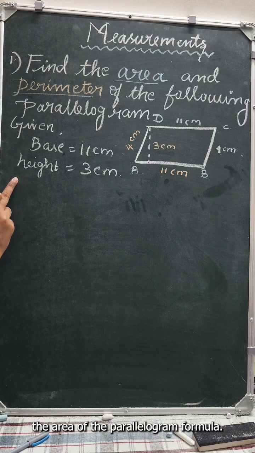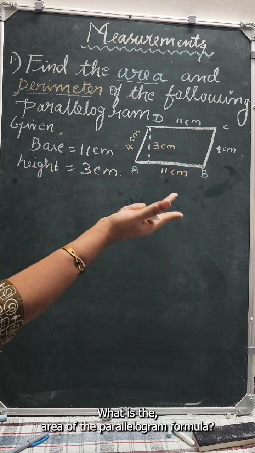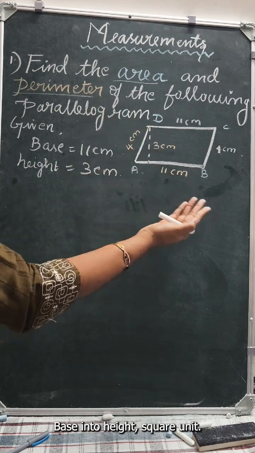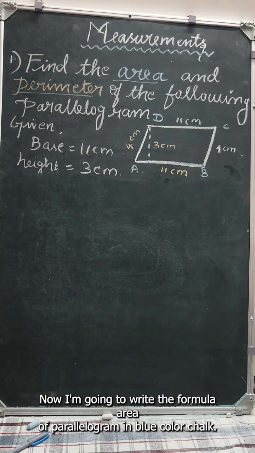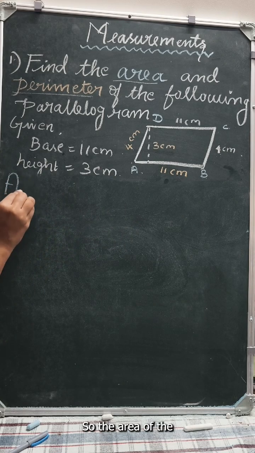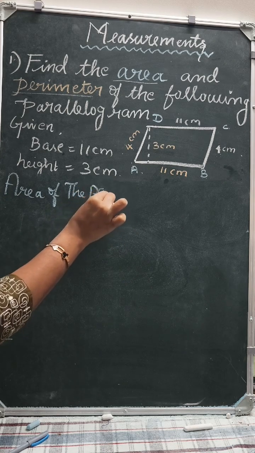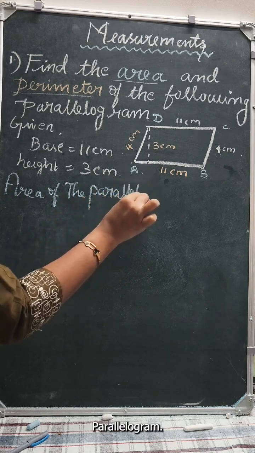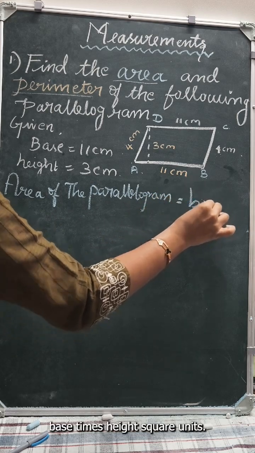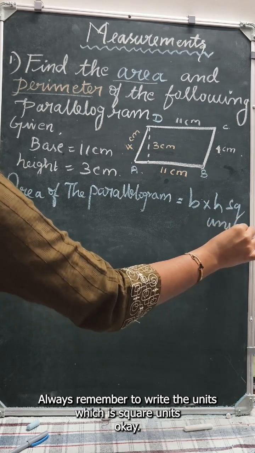Now we know the area of the parallelogram formula, right? What is the area of the parallelogram formula? Base into height square units. Now I am going to write the formula in blue color chalk. Area of the parallelogram is equal to base into height square units. Always remember to write the square units, okay?